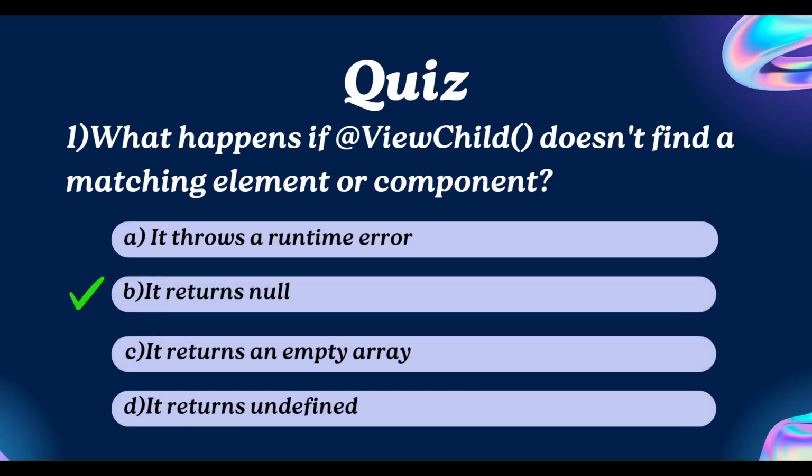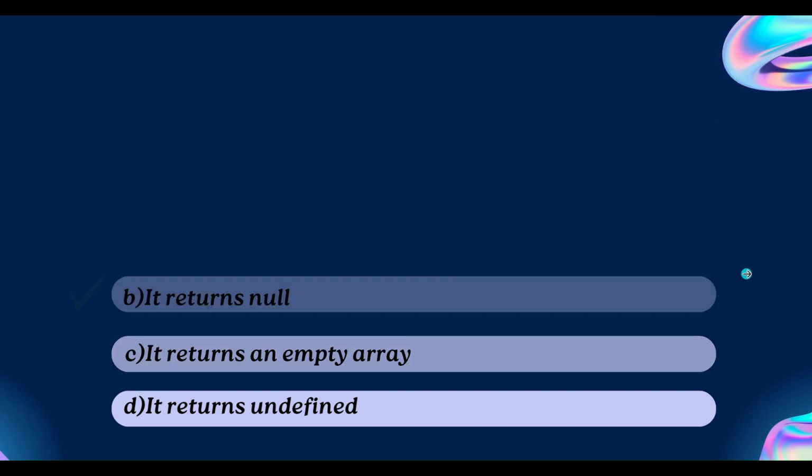The correct answer is it returns null. If you are defining any component in the ViewChild that is not present in your current Angular application, it would return a null value because it couldn't find the component that you defined, which was not matching in the Angular application. So this was all about the ViewChild decorator.